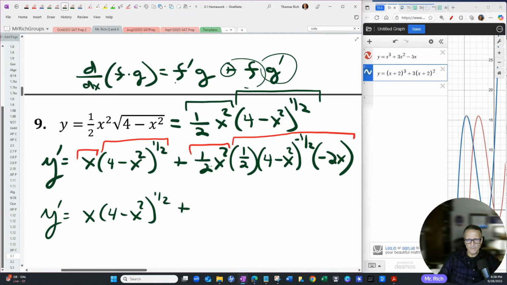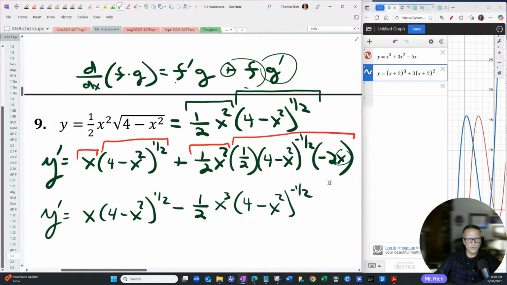The 1/2 times 1/2 is 1/4, times the negative 2 would be negative 2/4 or negative 1/2. So this is going to be a negative 1/2. I do have this x times this x squared, so that will be an x to the third. And then I have a 4 minus x squared to the minus 1/2.